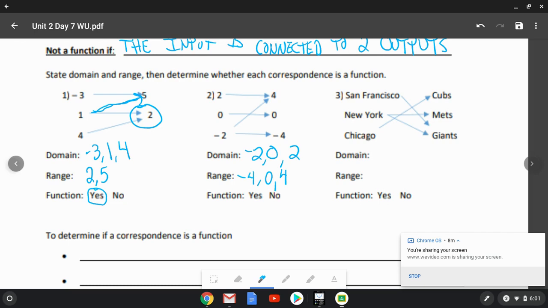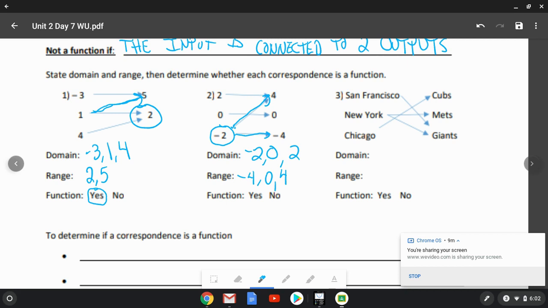And then for determining if it's a function, you have to ask yourself, is every input only connected to one output? Well, the problem here that I see is this number -2. It's not only connected to 4, it's also connected to -4, which would not make sense in that example, once again, of the vending machine. If you plugged in -2 as your input, and then you got two different things out of it, it wouldn't make sense.